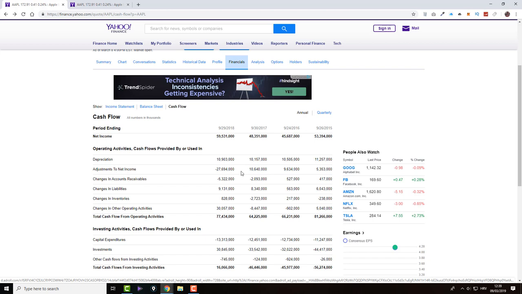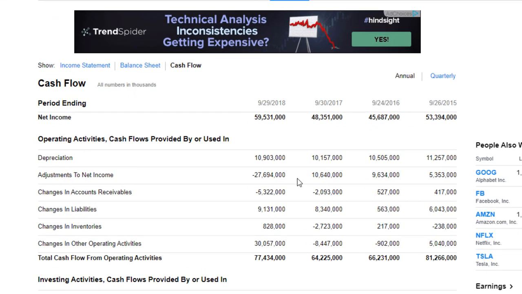But for this example, as I used the annual data for the income statement and the balance sheet, I'm also going to use the annual data for the cash flow statement. With that being said, let's go straight into the content and go through each and every section.